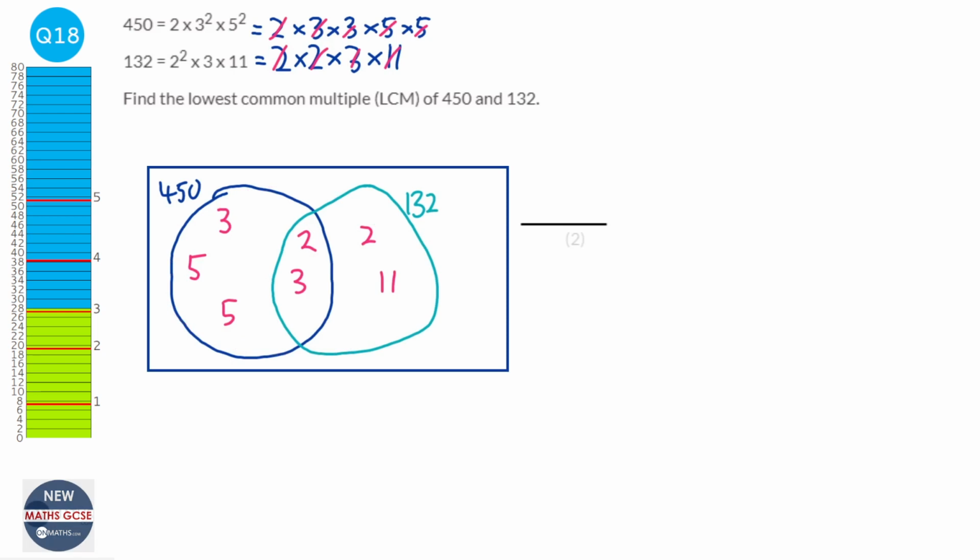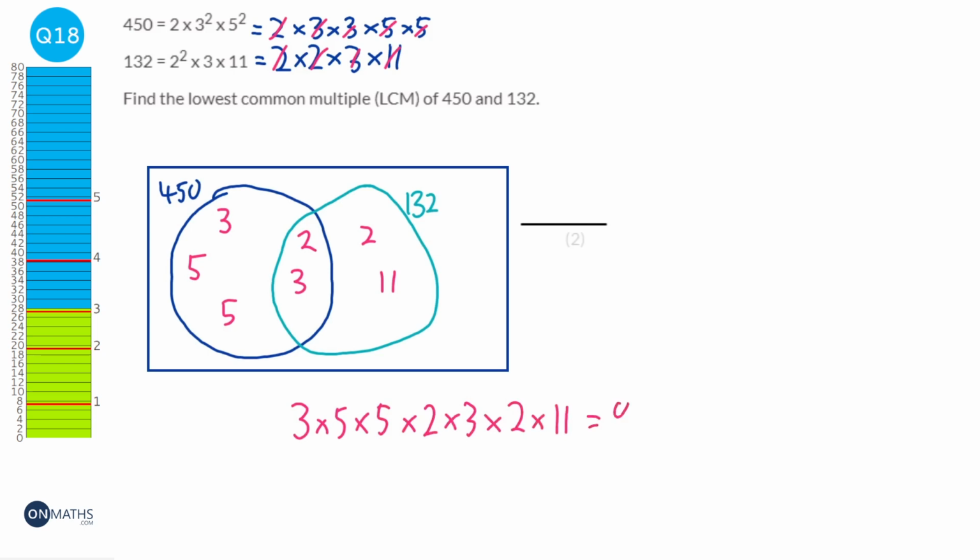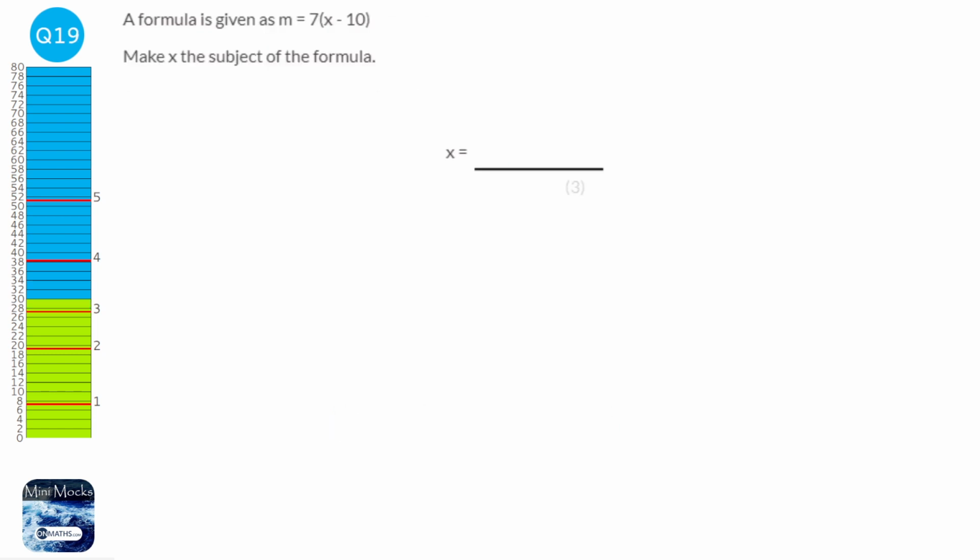So what we're going to do is we're going to do 3 times 5 times 5, which are the numbers on the left, times 2 times 3, which are the numbers in the middle, times 2 times 11. And when we do that, we get 9,900, and that's it. So our answer is 9,900.